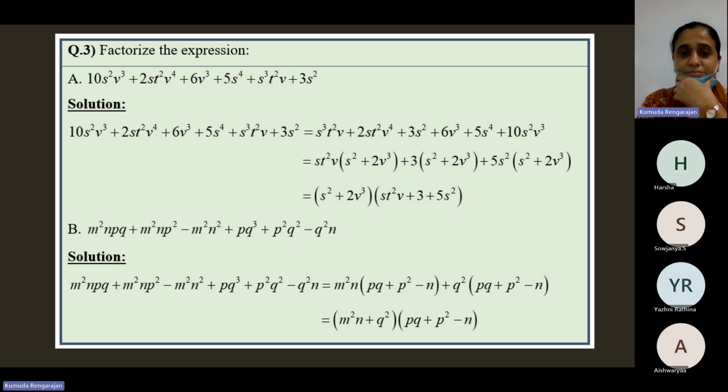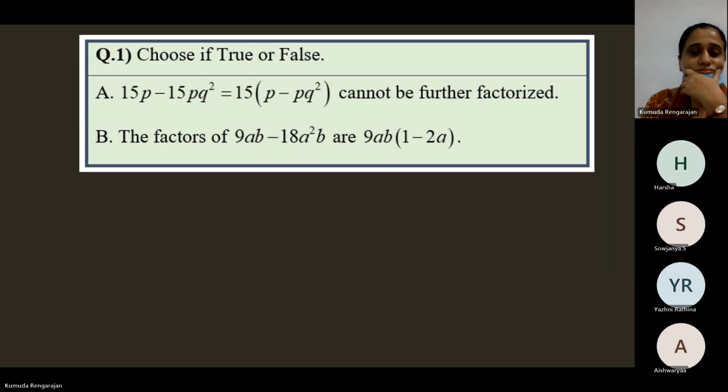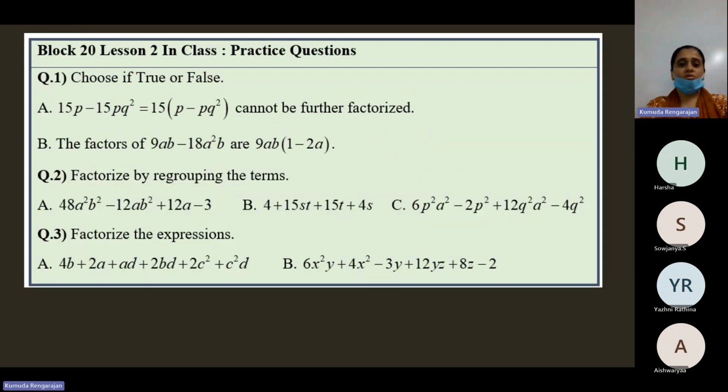Finish writing. Do this. Try. I have the answers ready. We'll see the answers. Harsha, Saujanya, and Aishwarya, please try all these questions. Yes, we'll discuss the answers.